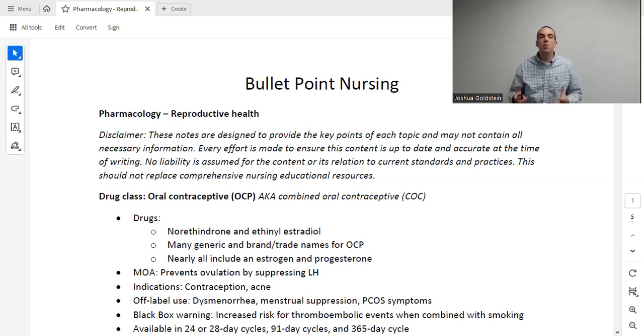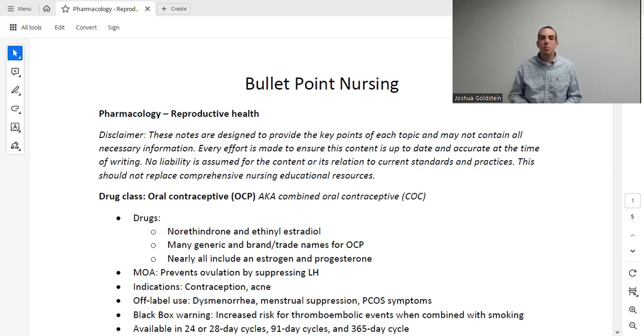So what do we use this for? This medication is used for contraception. It's also used for acne. We do use it a lot for some off-label uses, including PCOS, menstrual suppression, and dysmenorrhea, which is irregular periods. This medication, and pretty much all medications that contain estrogen, have a black box warning for an increased risk of thromboembolic events, aka blood clots. In this case, it specifically says increased risk of thromboembolic events when combined with smoking.